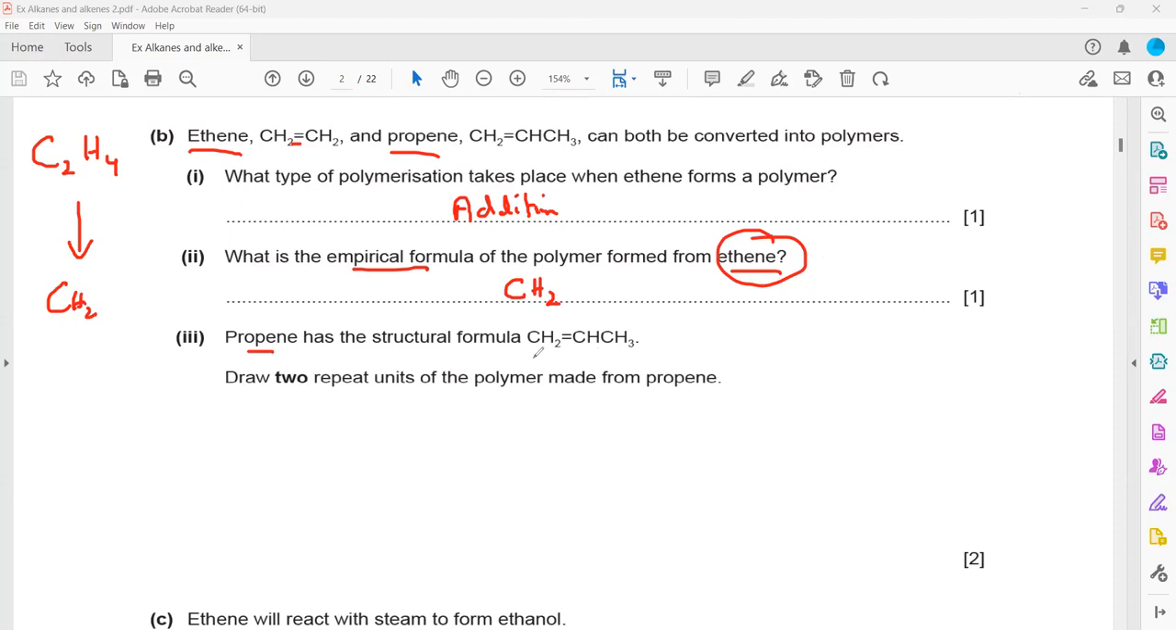Then propene has a structural formula of CH2, CH and CH3. Draw the 2 repeat units of the polymer. Remember one thing, whenever we want to draw a polymer, what we usually do, we rearrange the structure to make a monomer. So our monomer should appear like letter H. So here we have propene. As I mentioned, the structure of propene is CH2 double bond CH, and then CH3. That is propene. First step to draw a polymer, we rearrange the structure so that the monomer appears like letter H.